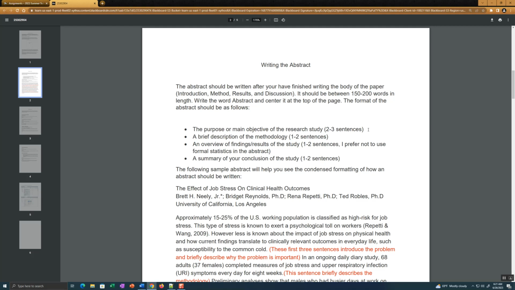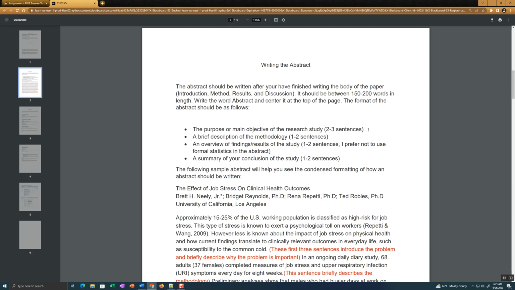And then 1 to 2 sentences on the methodology, so how was the study done? And then 1 to 2 sentences on defining results. Do not use formal statistics in the abstract. I know that some journals you will see formal statistics in the abstract, but not the majority. And I really don't like to have formal statistics in the abstract.